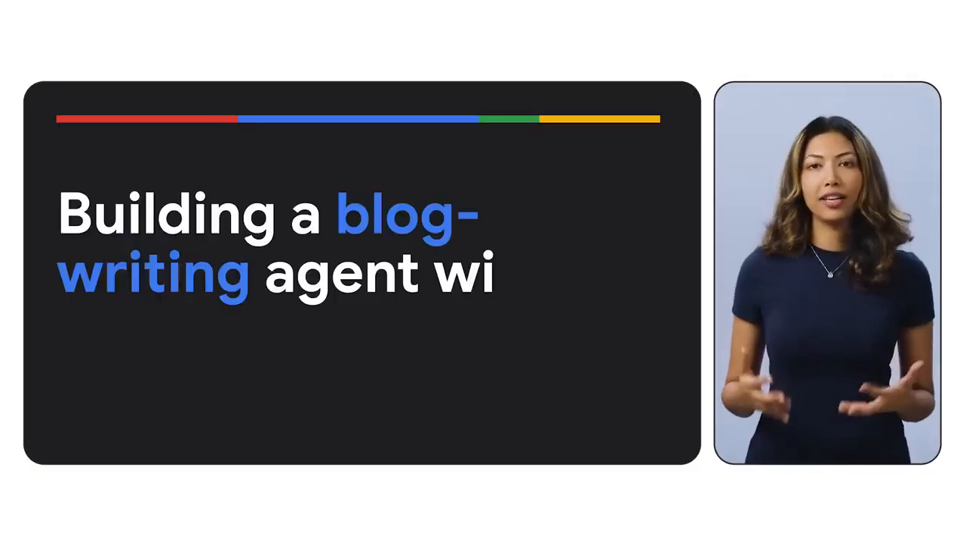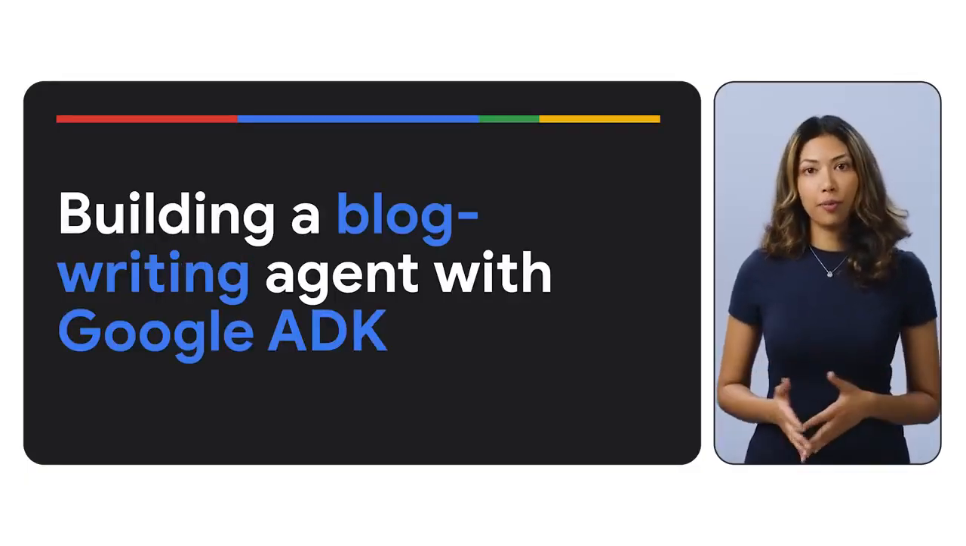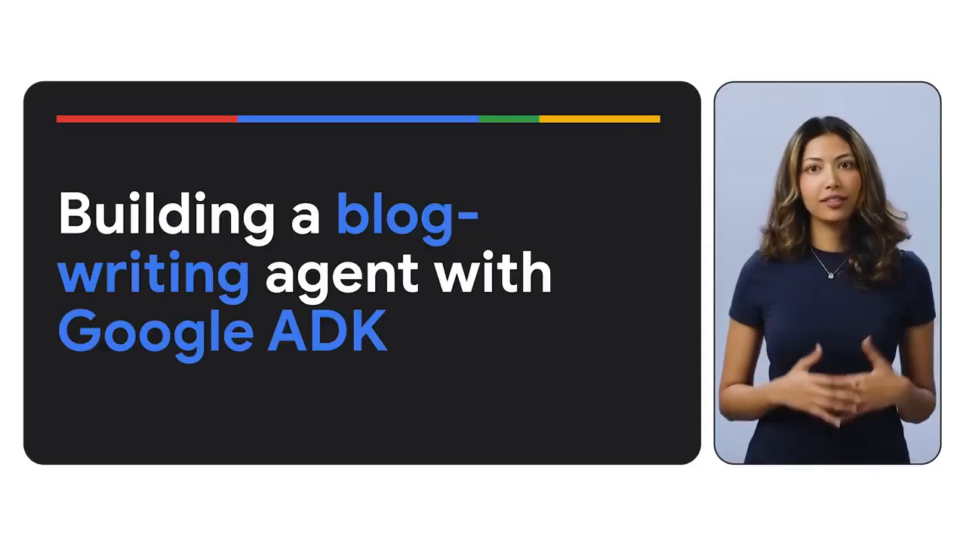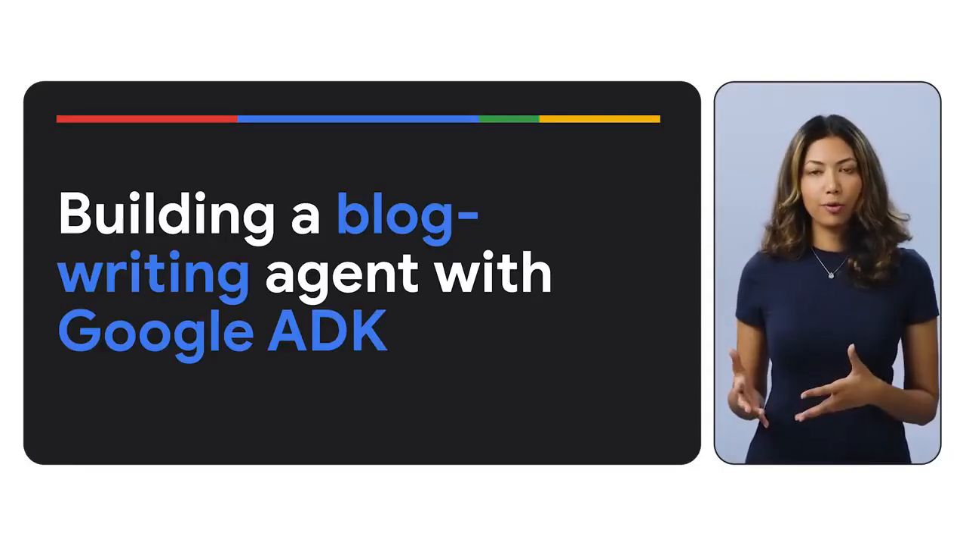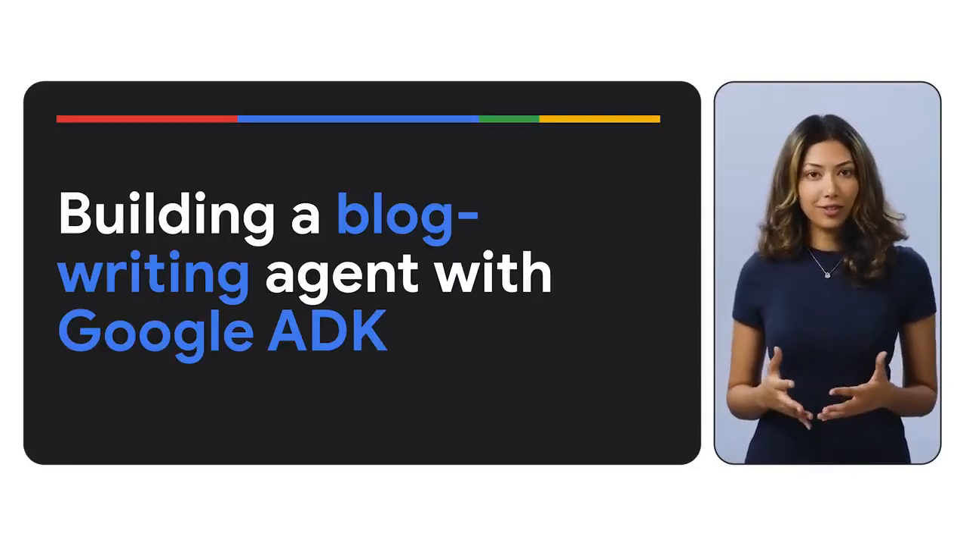We'll build a blog writing agent. You give it a topic, it will generate a structured outline, turn that outline into a full blog post, and then suggest alternative titles and hooks.